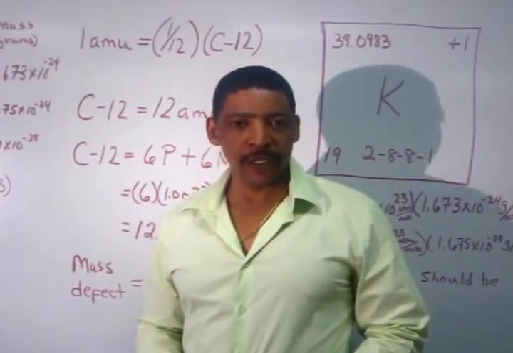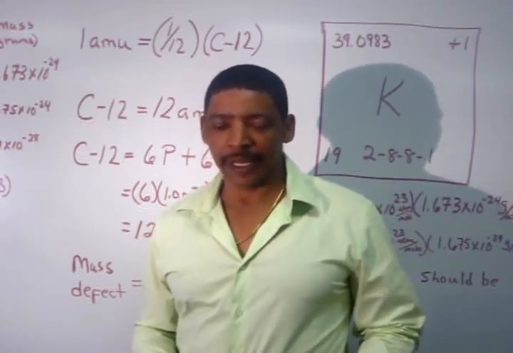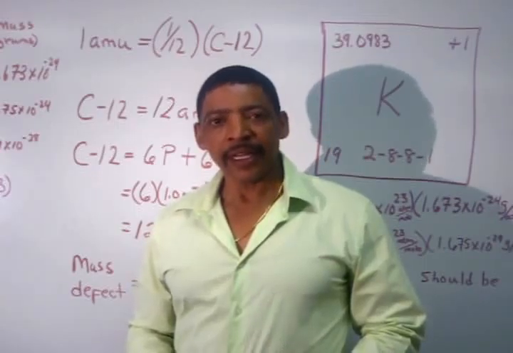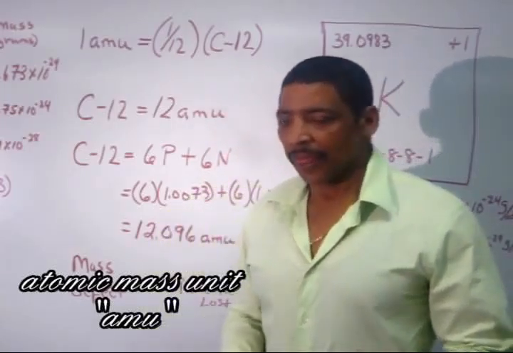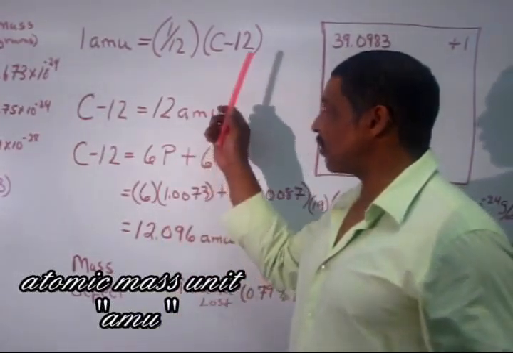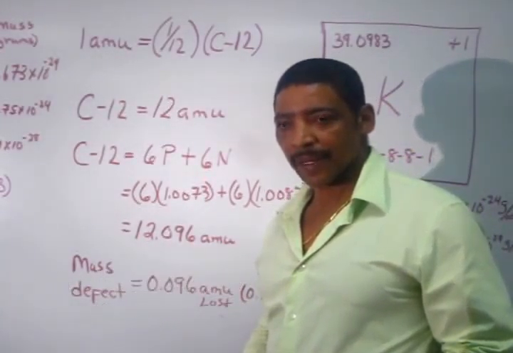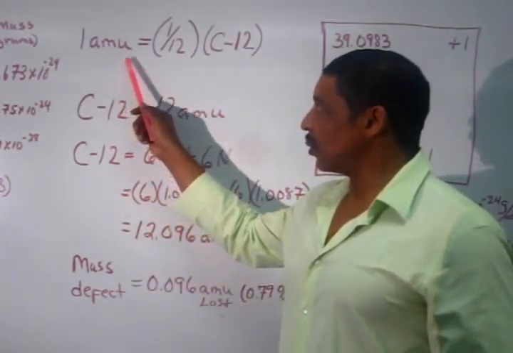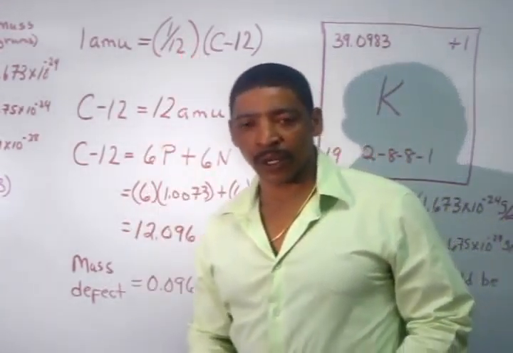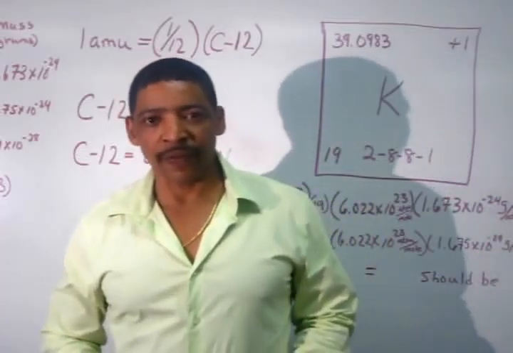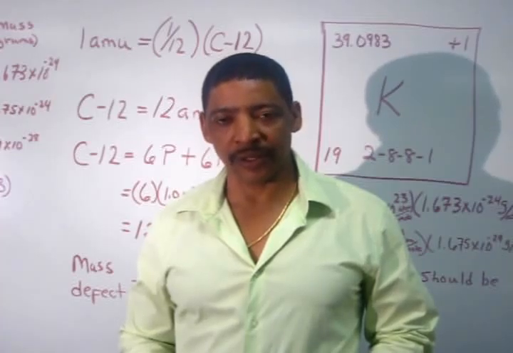Most people are familiar with the concept of the gram. However, what is an AMU? An AMU is a unit of measurement that relates the mass of the carbon-12 isotope to the mass of a subatomic particle. 1 AMU is equal to 1/12 times the mass of the carbon-12 isotope, where the carbon-12 isotope is exactly 12.000 AMU.